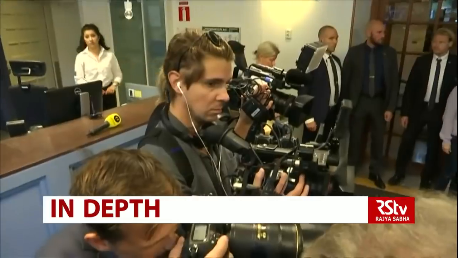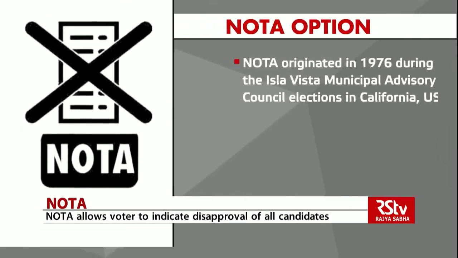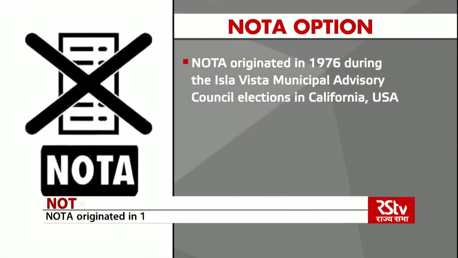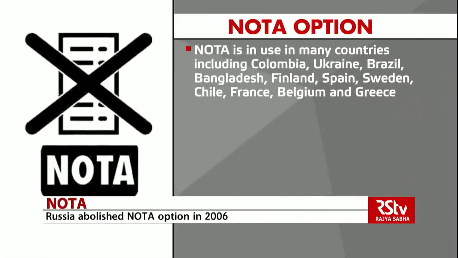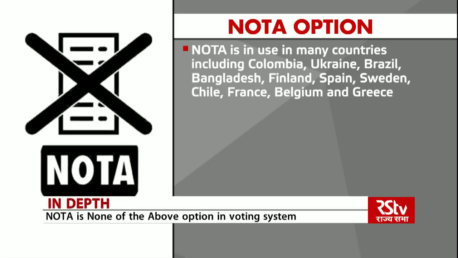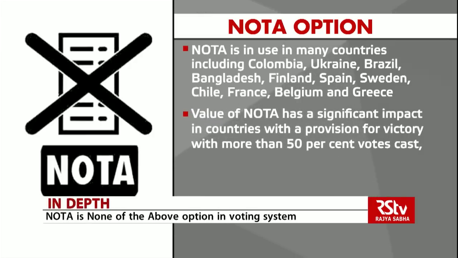None of the above or NOTA ballot option can be used by citizens while casting their vote. The idea originated in 1976 during the Isla Vista Municipal Advisory Council elections in California in the US. Other countries gradually implemented this option in their countries. NOTA is in use in many countries that have a provision for victory with more than 50% votes cast. In a situation where over 50% NOTA votes are cast, the election is cancelled and held again. It is in force in Colombia, Ukraine, Brazil, Bangladesh, Finland, Spain, Sweden, Chile, France, Belgium and Greece. The value of NOTA option significantly increases in such a scenario.